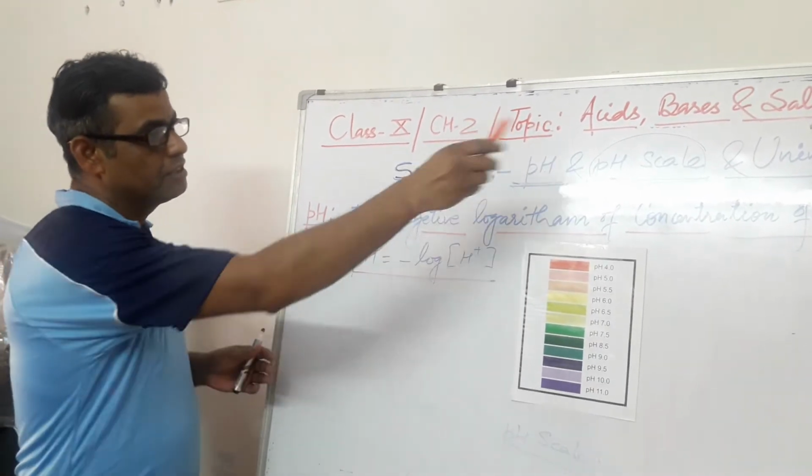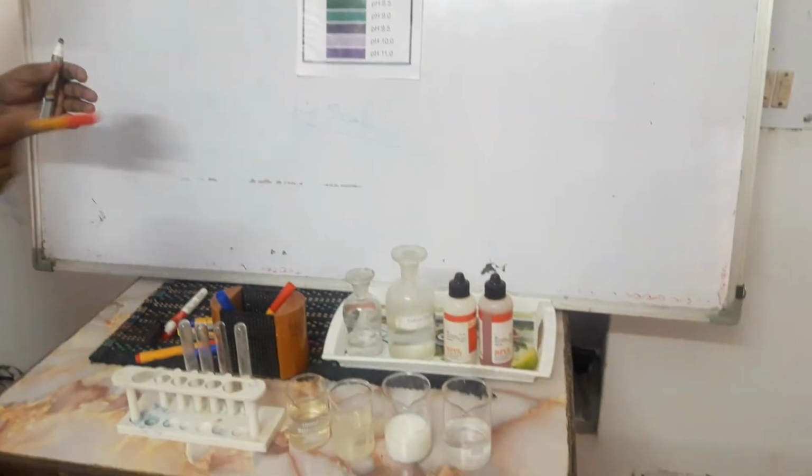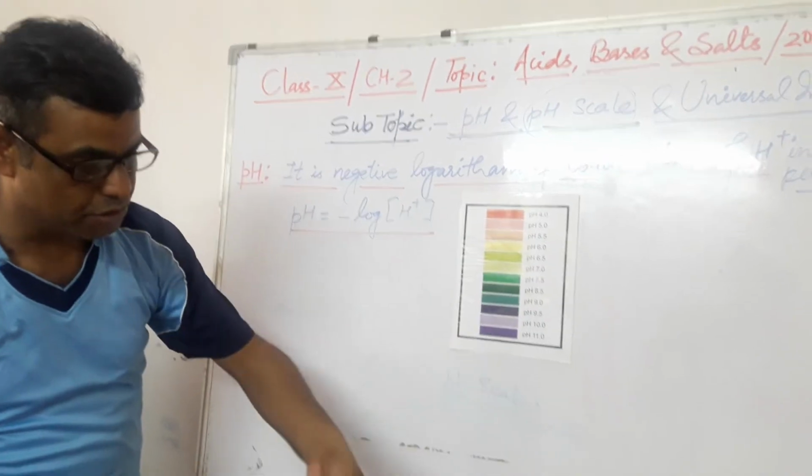First I will tell all these things theoretically, then we will do the practicals here with the help of the universal indicator. We will check the pH of different solutions. We have different kinds of solutions here.